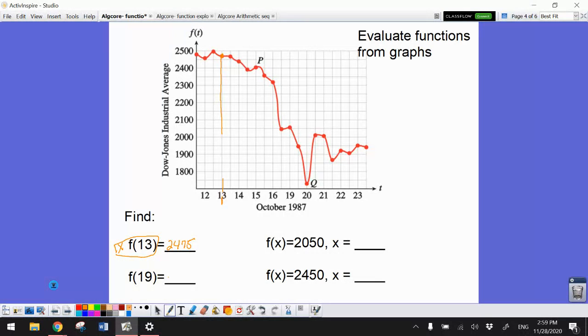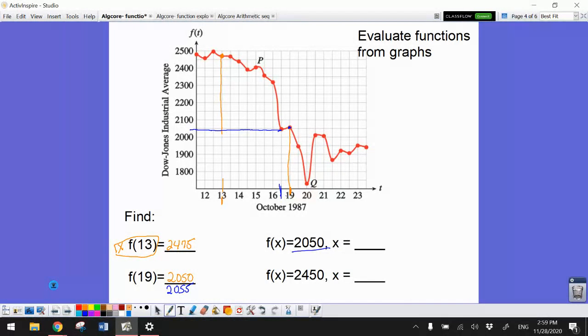And let's go to f of 19. Well, 19 is here. So I'm going to come up. Where am I? I'm at 2050. Okay, so we can do the same thing going the opposite direction. It says, what is x if f of x is 2050? Well, 2050 is here. If I come across, I have a point here and a point here, and they both look pretty close. This one maybe should have been 2055. For 2050, probably the best answer is going to be what number's here.